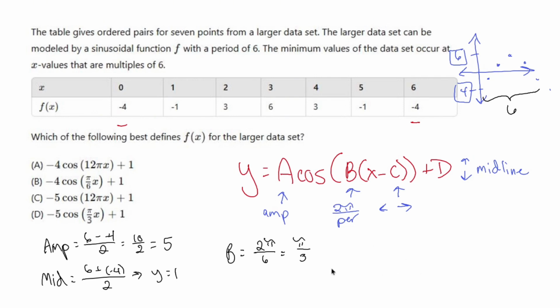So to build this equation, we have y equals the amplitude, which is 5, then cosine. By the way, I know that I'm not doing this completely correct. Give me a minute. Cosine of b, which is pi over 3, x minus 0, so just x, plus 1. Now here's the thing. If cosine starts here, and I'm not worried about shifting left or right, cosine's supposed to start up there. So we have to throw a negative in front of it. That's how I knew I wasn't right. So I have -5 cosine pi over 3 x plus 1, which gives us a final answer of D.